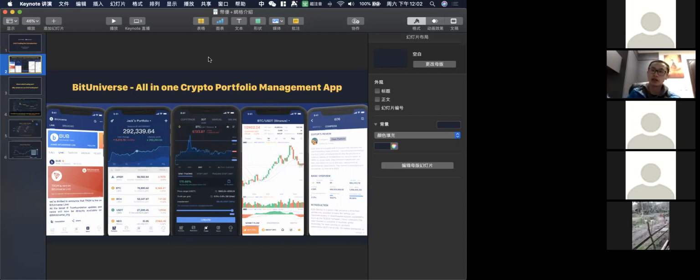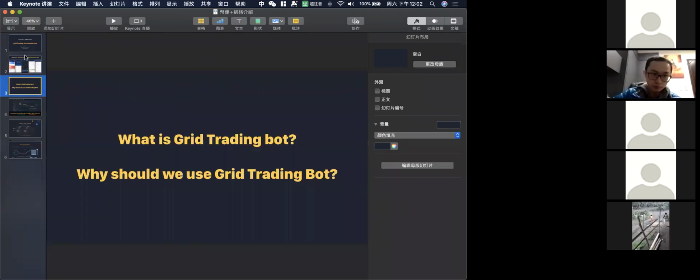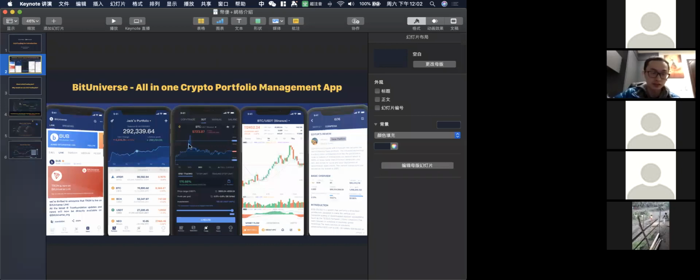Another cool feature I would like to introduce is that we also provide a trading bot within BitUniverse. After you import the API keys from Hydax, you can create a trading bot, which we call the Grid Trading Bot, within BitUniverse. So that's a really short, brief introduction about BitUniverse. I'm going to the next page.